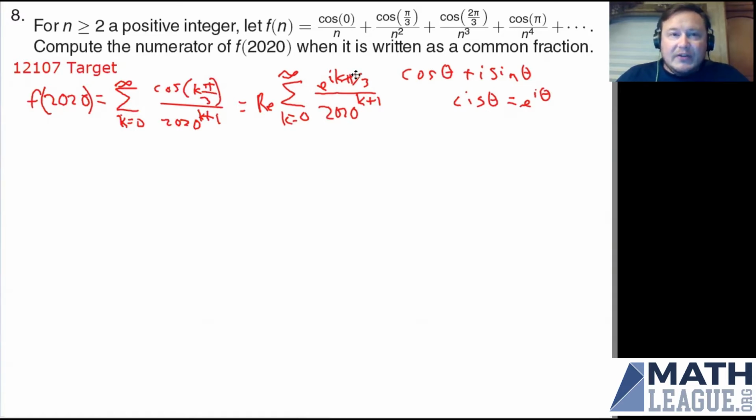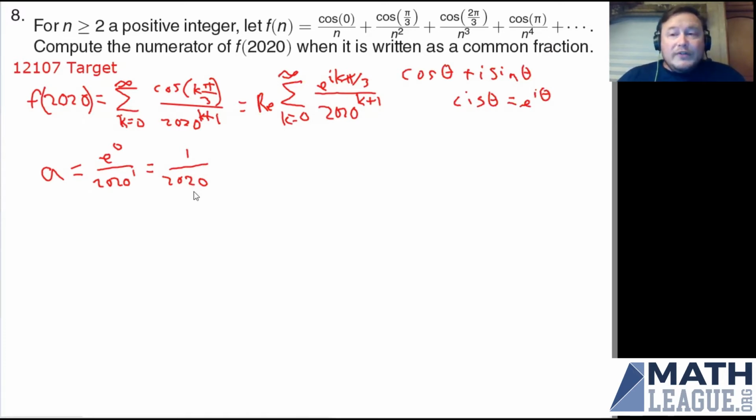Okay, so I have this sum, and again, the reason that I wanted to put this in an exponent is because this now is a geometric series. In particular, I have my first term. I can plug in k equals 0 to get my first term. That gives me e to the 0, and on the bottom, I get 2020 to the 0 plus 1, or 2020 to the 1. So a is going to be 1, that's e to the 0, over 2020.